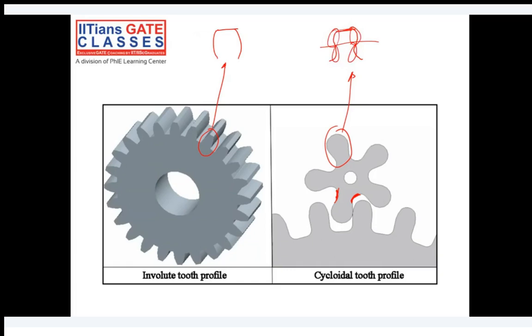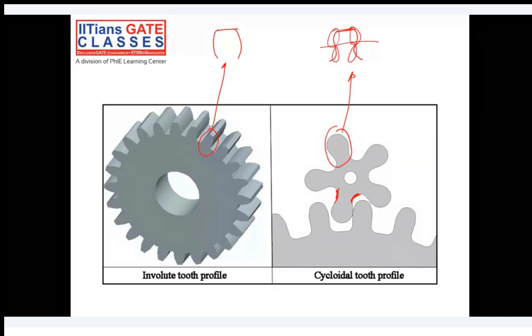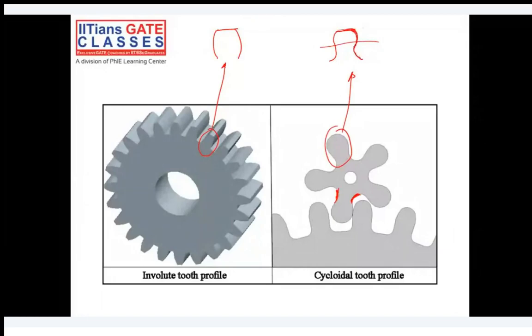So just by looking at it, we can judge whether that gear is made by an involute tooth profile or a cycloidal tooth profile, because we can clearly see a convex part and then a concave part in case of the cycloidal profile, whereas in case of the involute profile we'll just have a convex part.